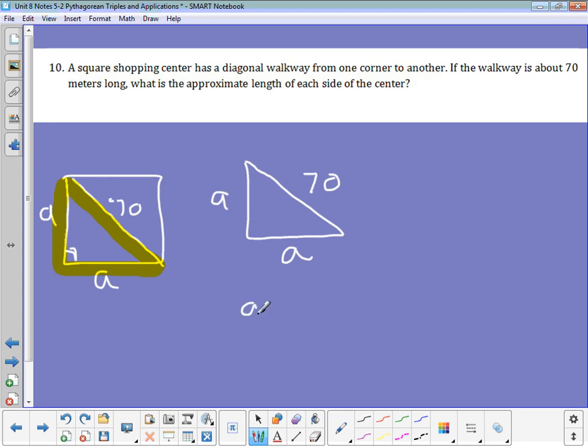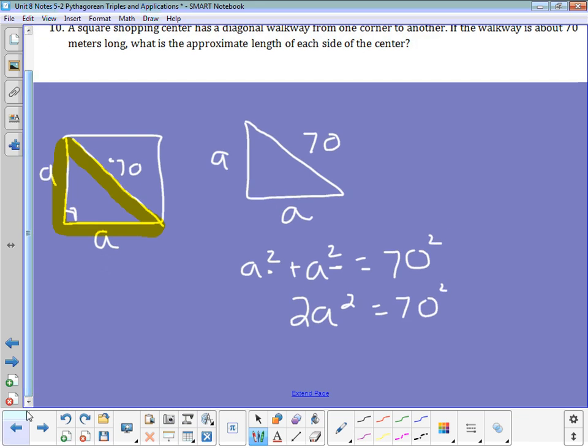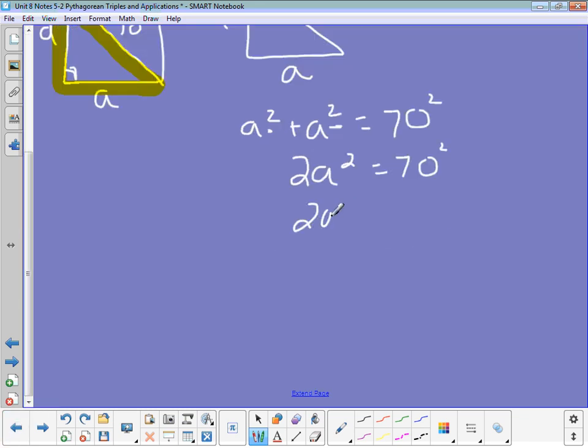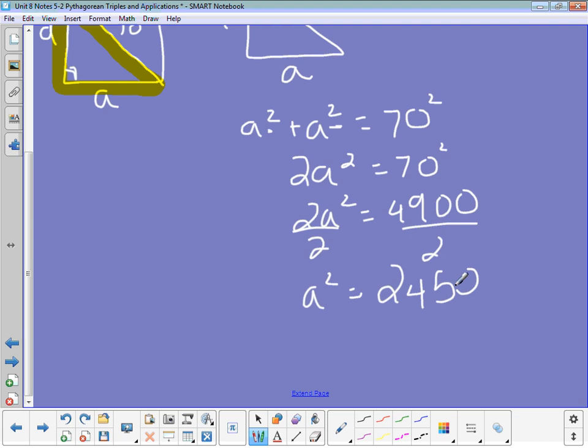Okay, so now let's figure that out. To use the Pythagorean theorem, I'm going to do A squared, and I'm going to use A squared again instead of B because they're the same side. Well, if you think way back to Unit 3, if two terms have the same exponent, you can add them together. So then here we get 2A squared is equal to 70 squared. Oops, I forgot the squared here. So let's go ahead and first figure out what 70 squared is. So then I get 2A squared is equal to 4,900. That's 70 squared. So now I'm going to divide both sides by 2. And I get A squared is equal to 2,450. Now to get A, I'm going to take the square root of both sides.